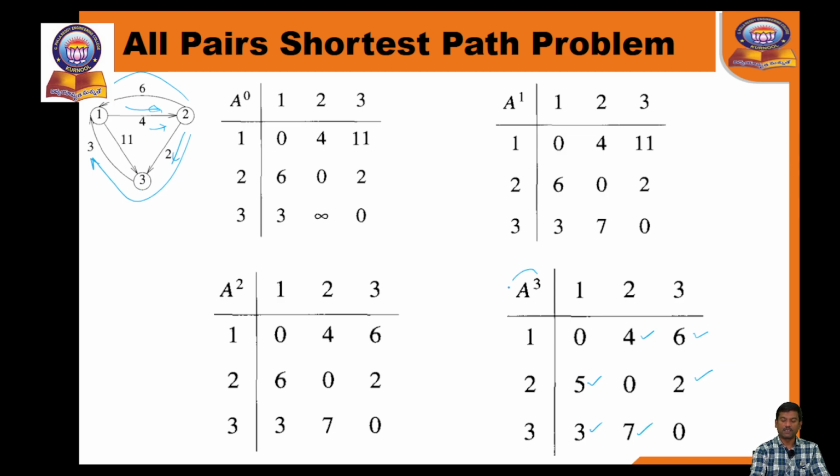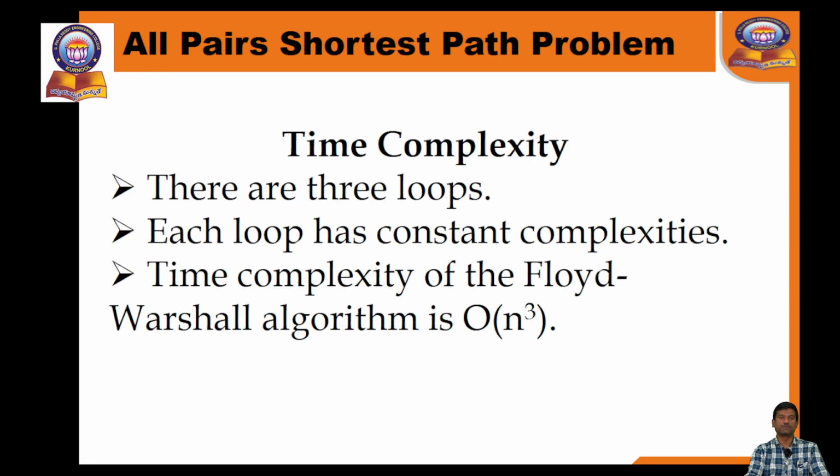And whatever the final matrix that you get for your A, that will be the solution, the shortest path from every pair of vertices. From 1 to 2, what is the shortest path? From 1 to 3, what is the shortest path? From 3 to 1, what is the shortest path? And so on. This is how we can solve the all pair shortest path problem.